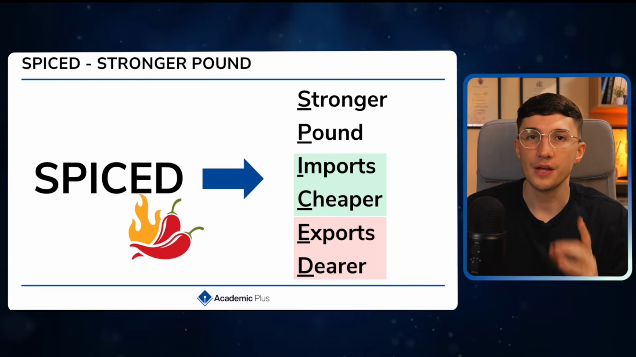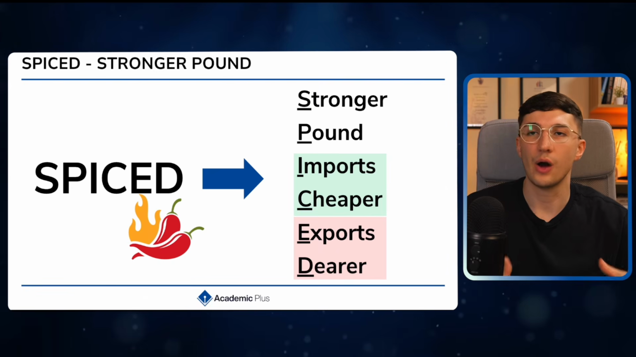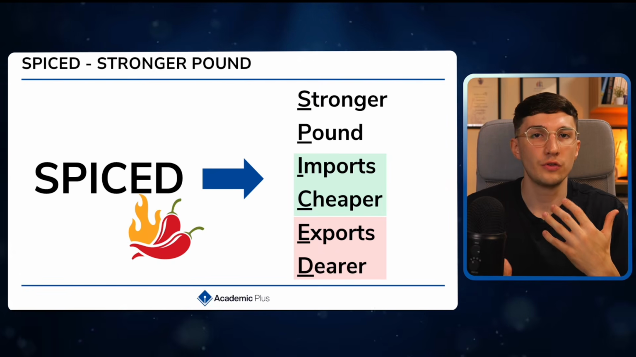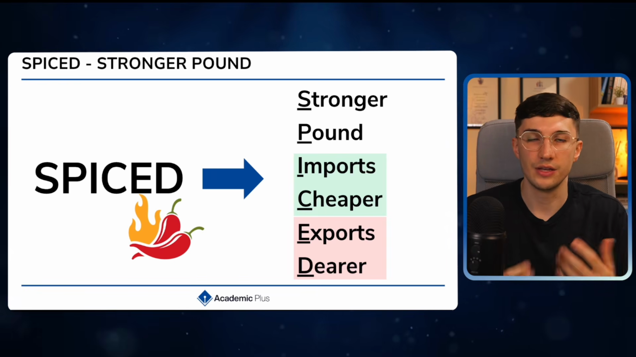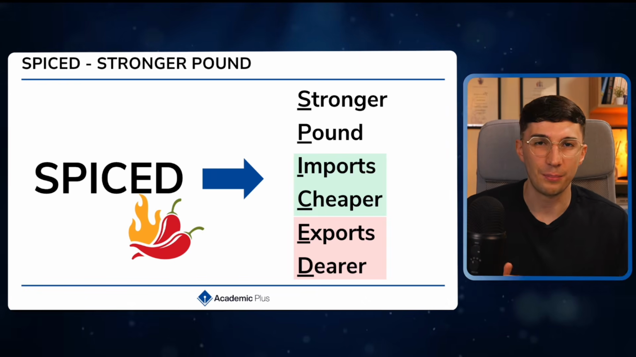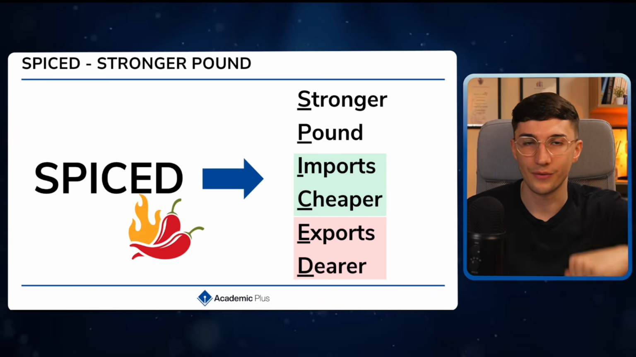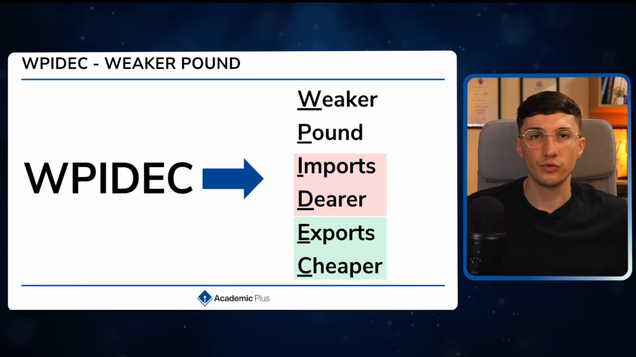But if you were just thinking about exporting to that country, well, when our pound is stronger, this is going to be more problematic. Because for those foreign customers, it's more expensive. And we know, law of demand, if the price is more for them, the level of demand for us typically goes down. And we've also got WIPIDEC.